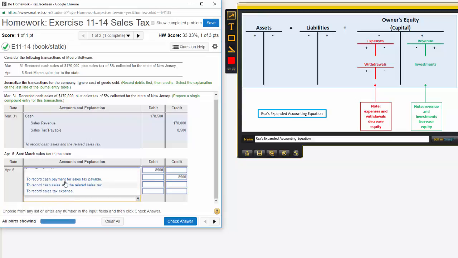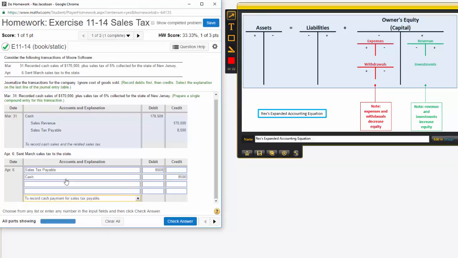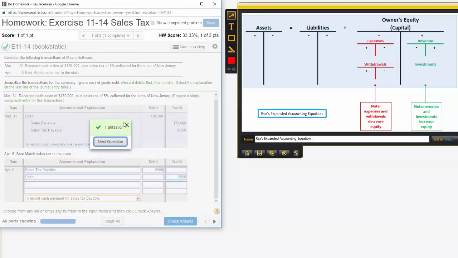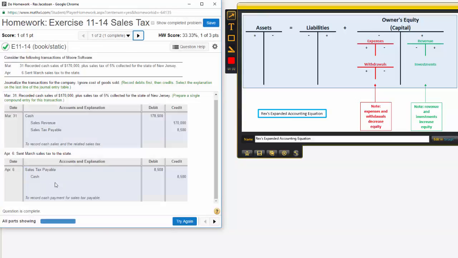And our comment's going to be record cash payments for sales tax payable. A more realistic comment for paying the sales tax would need to include the check number.